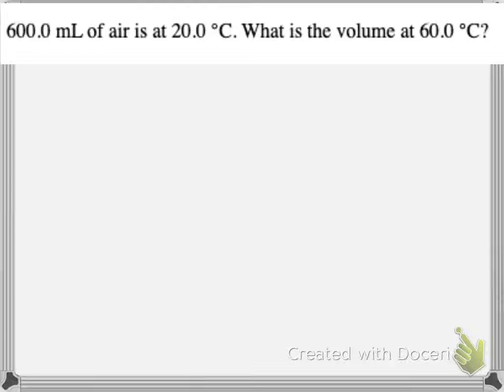Now, Charles' law was devised by a French hot air balloonist called Jacques Charles, and Jacques Charles figured out, partly through his experiments with hot air balloons, that as the temperature of a gas increases, the volume also increases. So those two quantities are directly proportional. As one increases, the other increases, and vice versa. So the equation that we use for that is V1 over T1 equals V2 over T2.